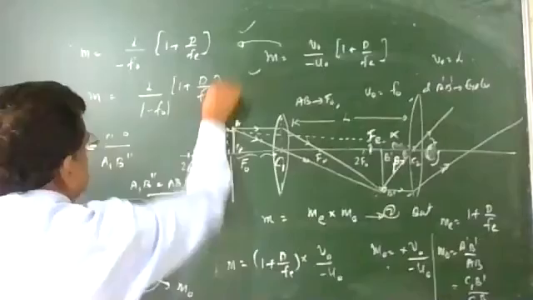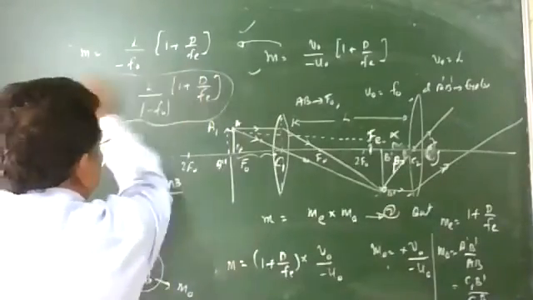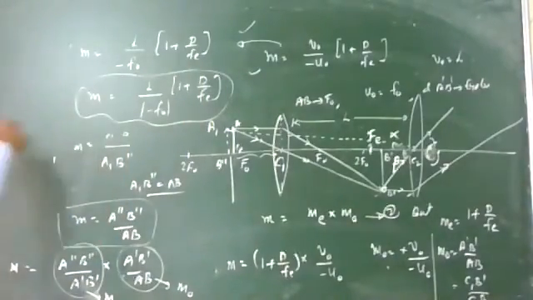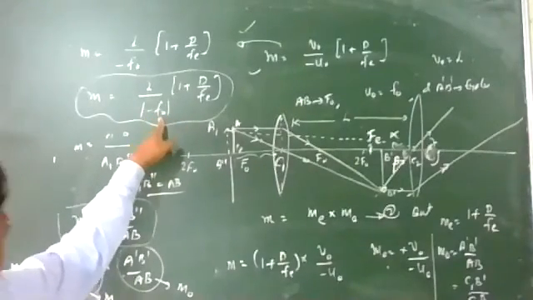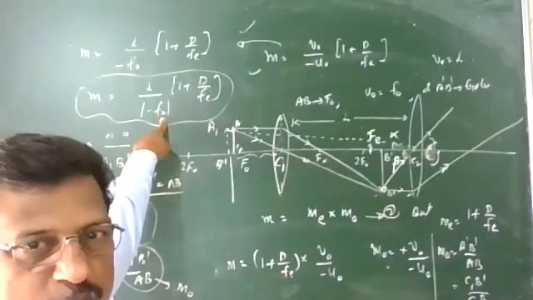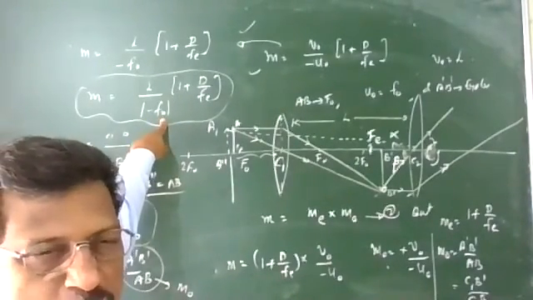What are the different ways of increasing the magnifying power of a compound microscope? You can see that F naught should be small. Okay, the first important point is F naught. That is why we are taking an objective lens of short focal length.